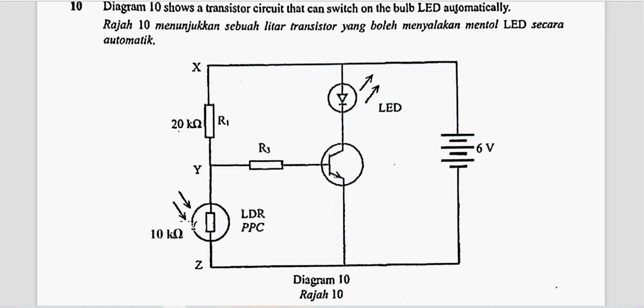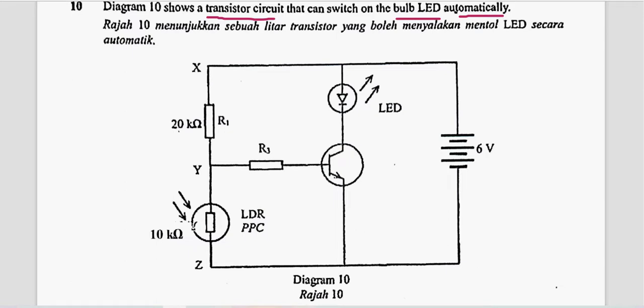So today we continue our discussion, which is paper 2, more exam, my school paper, SMK Batu Lintang. Alright, so we look at question number 10. This question comes from the chapter Electronics. Diagram 10 shows a transistor circuit, a transistor circuit that can switch on the bulb LED automatically.